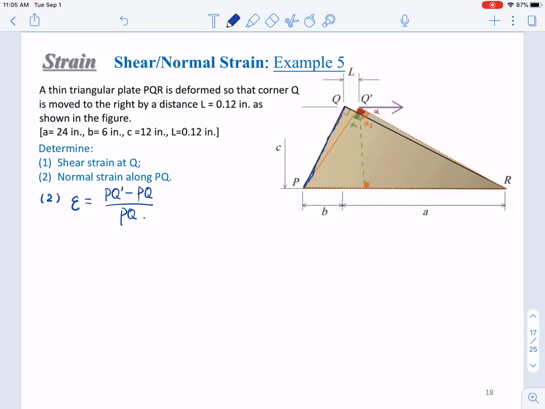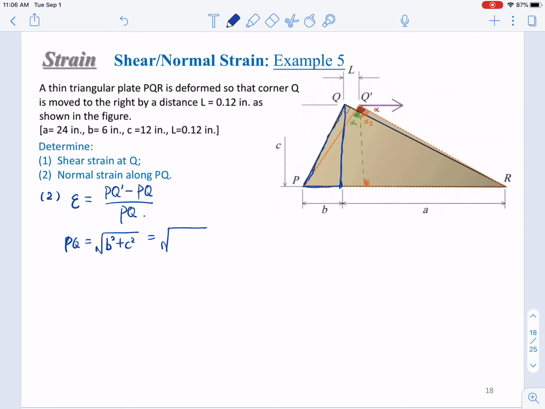To find PQ, we can just focus on this blue triangle here. You have a B, and you have a C. So PQ is simply the square root of B squared plus C squared. B is 6 and C is 12. Then the result will be 13.4164 inch.